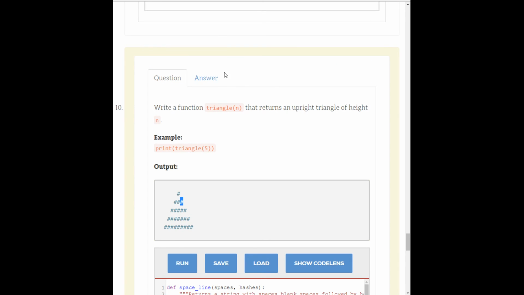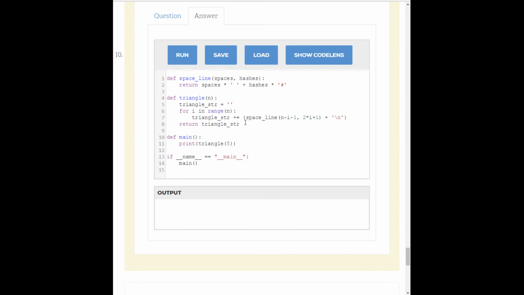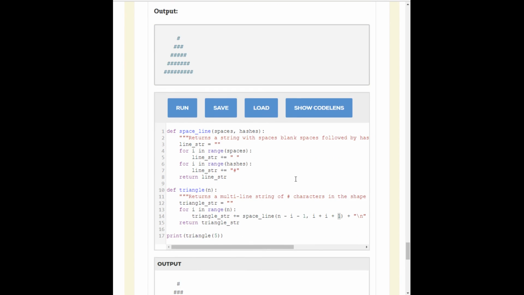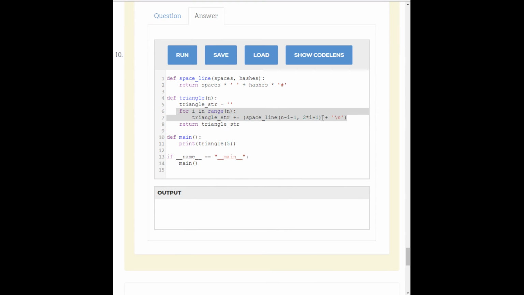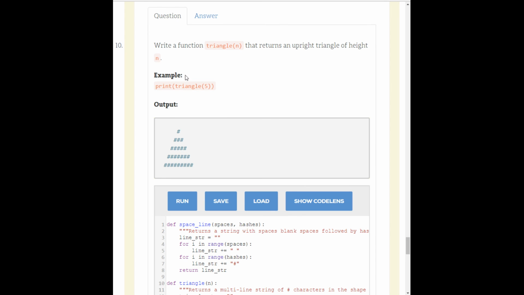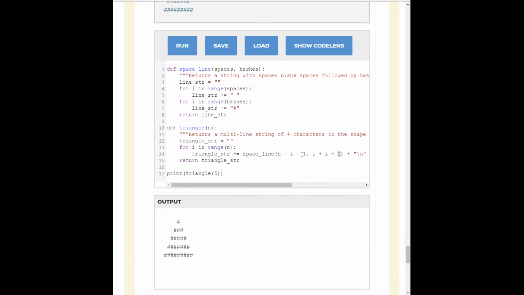So let's see how they did it. Save my code. So again, they have spaceline up here. For their spaceline, they used the thing that we did way back in the beginning when I showed you how to do the first line, where you use multiplication symbols to do repeated concatenation, which is fine. And then if you look down here, their for loop is basically the same as ours, where they did n minus i minus 1 for their spaces. And instead of i plus 1, they did 2 times i plus 1, which gives us the same thing. So this should give us the same triangle. So there we go. Either of those ways is fine.